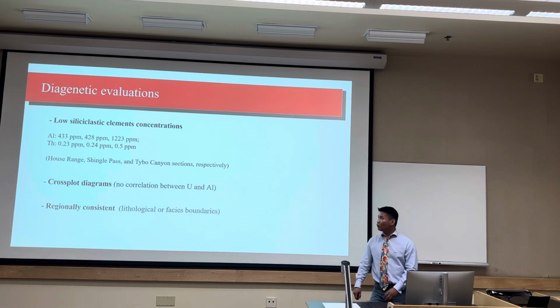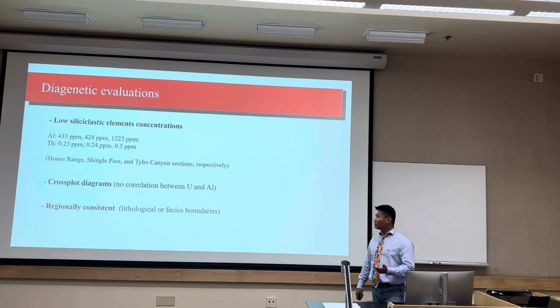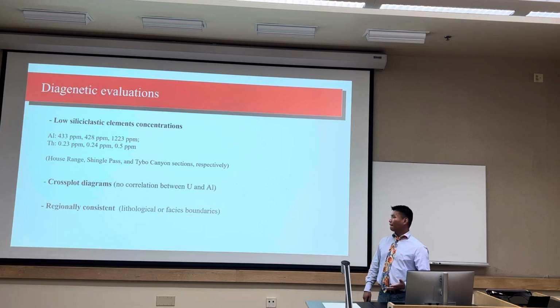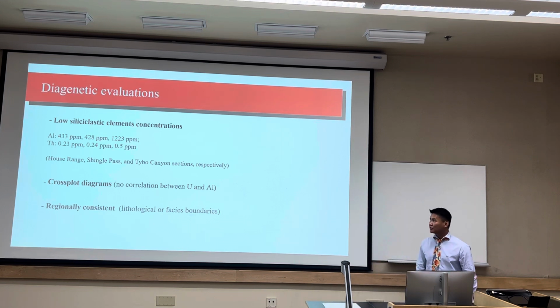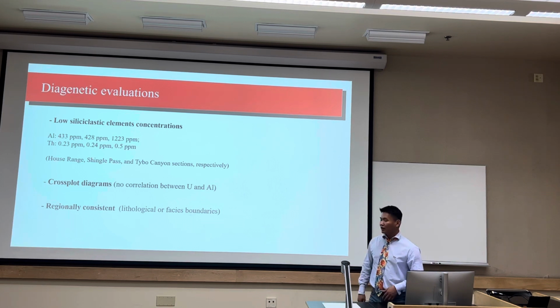So here we evaluate the siliciclastic dominance. We look at aluminum and thorium. Aluminum and thorium are really low for all the section, okay? So it tells you the siliciclastic influence is not dominant. We also evaluate the cross plot diagram. I'll show you in a little bit.